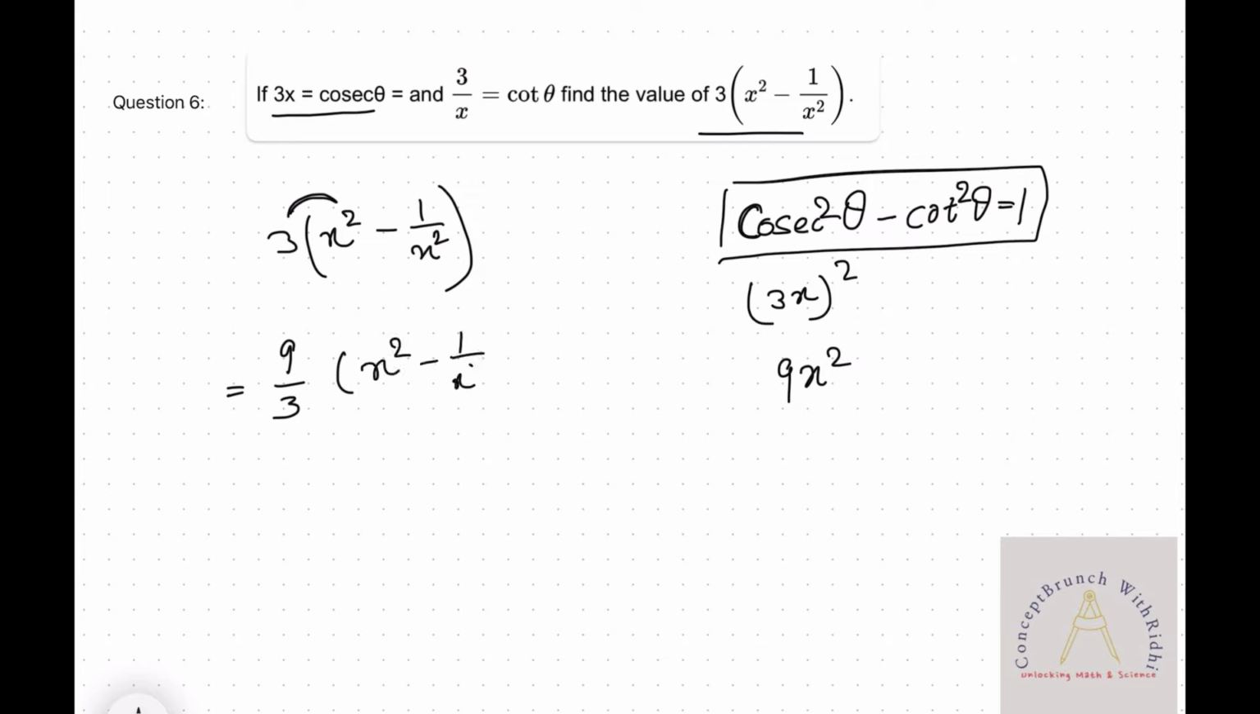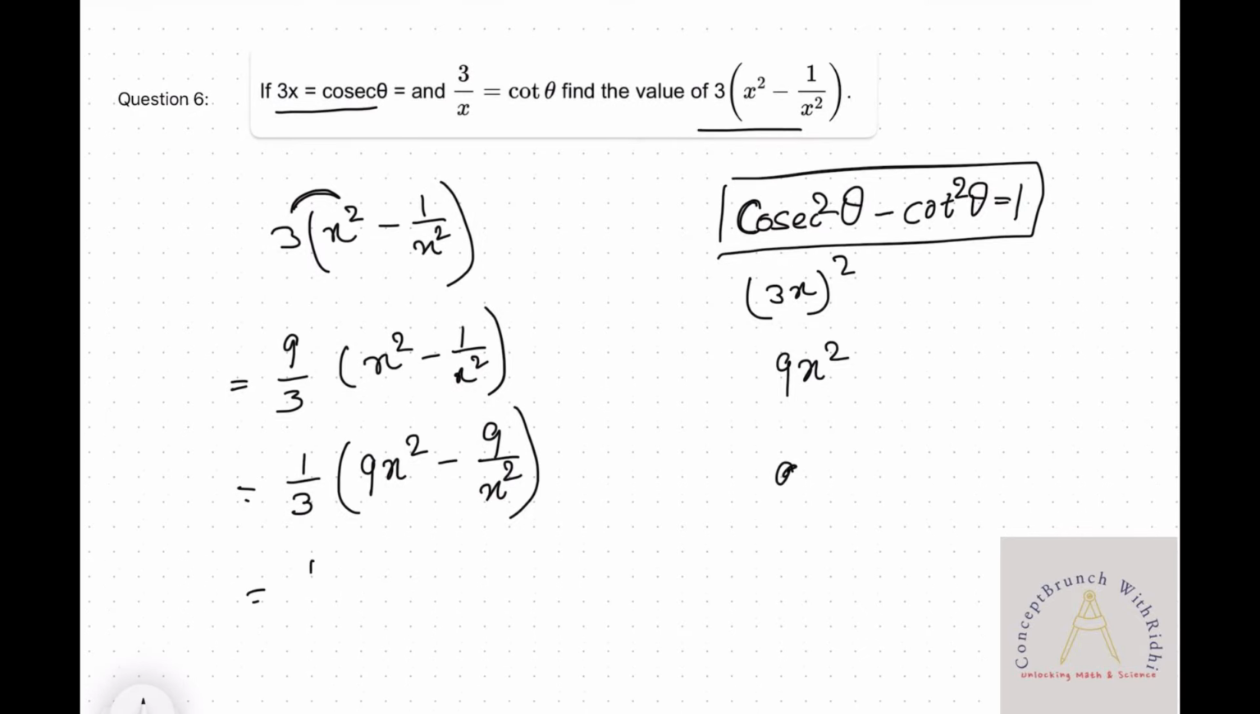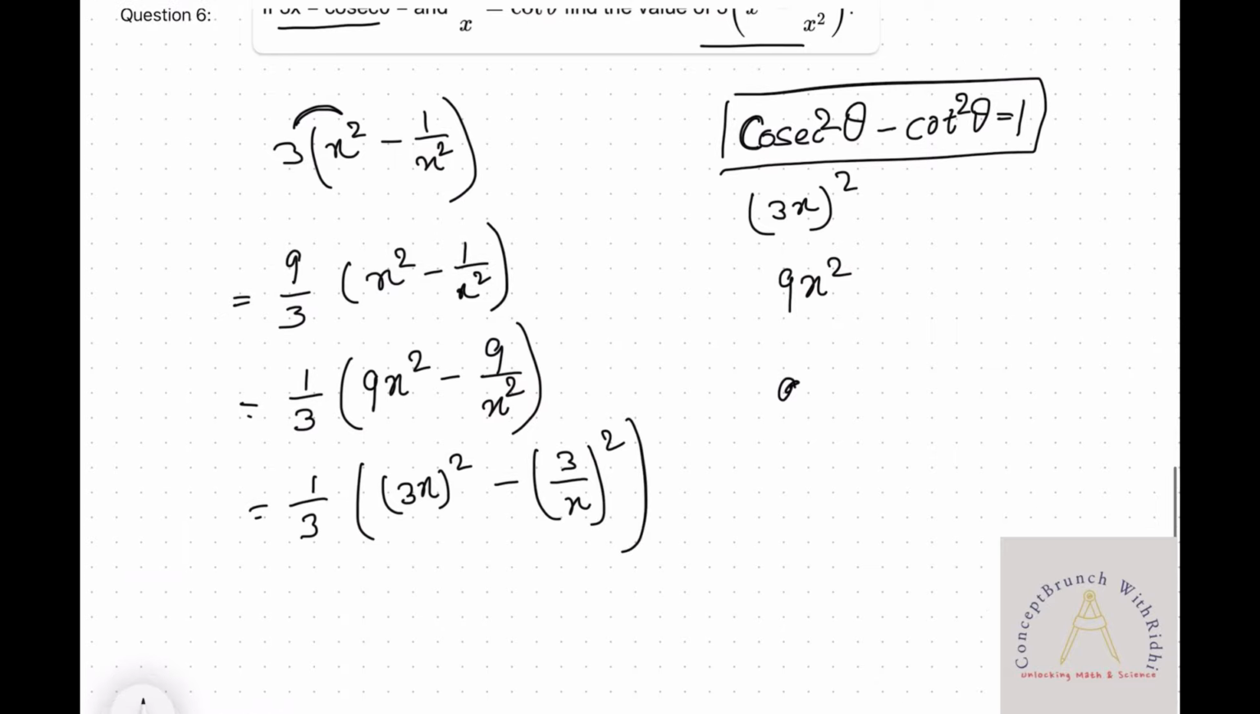Now, let's take the 9 inside. What is the remaining? 3. This is 9x squared minus 9 divided by x squared. Okay. Now here I'm going to apply the one basic: 3x whole square minus 3 by x whole square. These are the basic things, the factorization, right? Let's put all the values. 1 by 3. Now 3x.